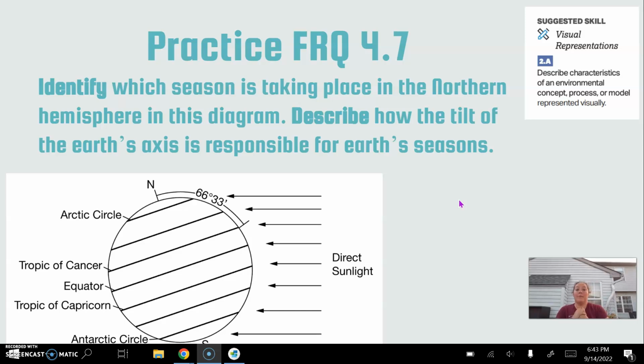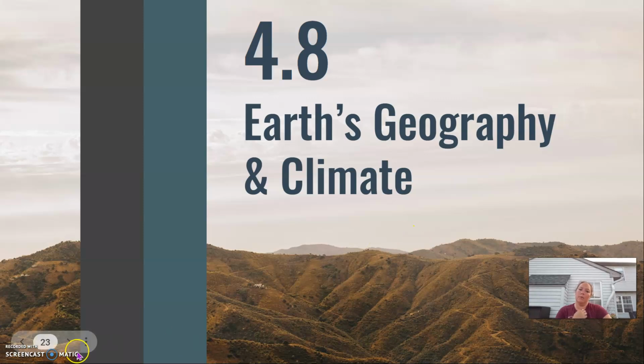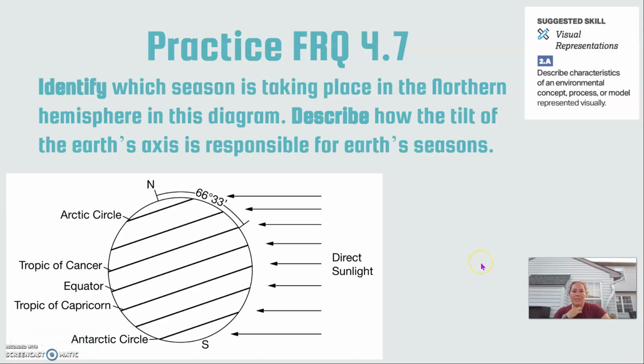Okay, so practice FRQ. Identify which season is taking place in the northern hemisphere in this diagram. Describe how the tilt of the Earth's axis is responsible for the Earth's seasons. Remember, it's the tilt of the axis, not the shape of the orbit. That is a misconception that a lot of people still have. The Earth's orbit is not oblong enough to create differences in the Earth's seasons. It's the tilt of the axis that makes that happen.